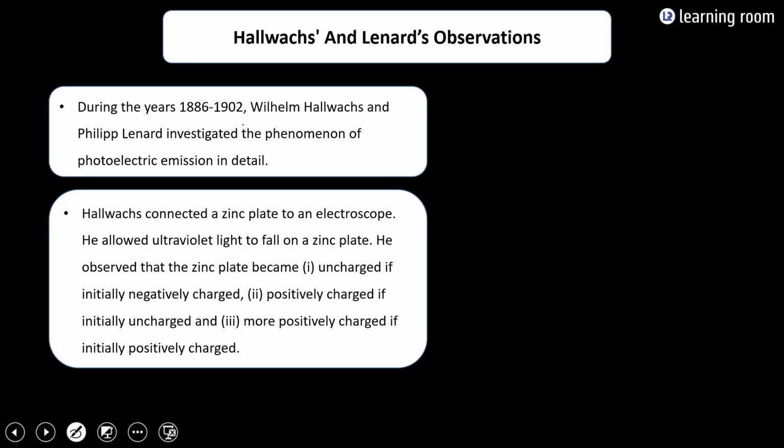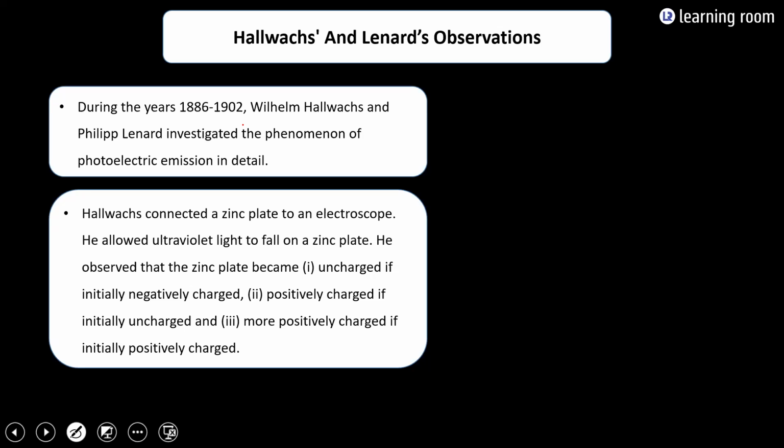If you want to observe that phenomenon, what do you need? You need a metal plate. For that, they chose a zinc plate. Hallwachs connected a zinc plate to an electroscope. You know what an electroscope is, right? An electroscope detects the presence of charge. It has a gold leaf, and it will diverge or converge depending on whether the charge is present or not.